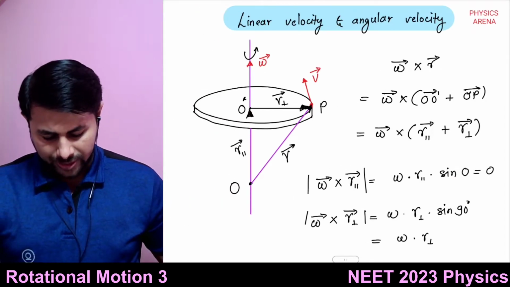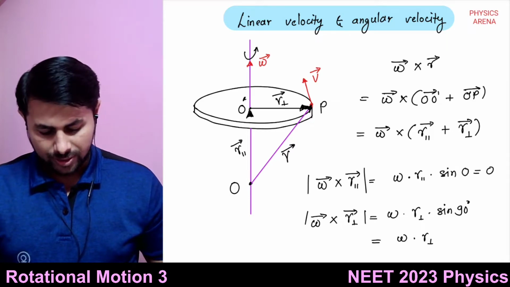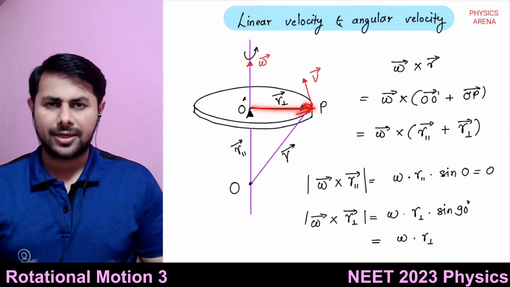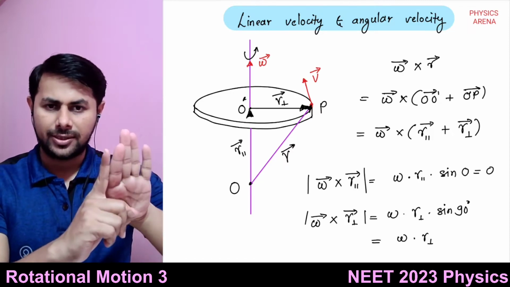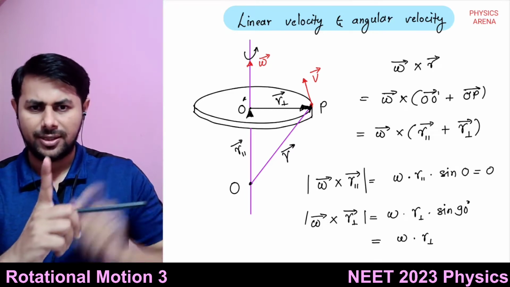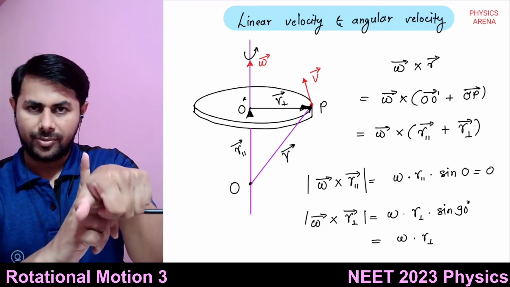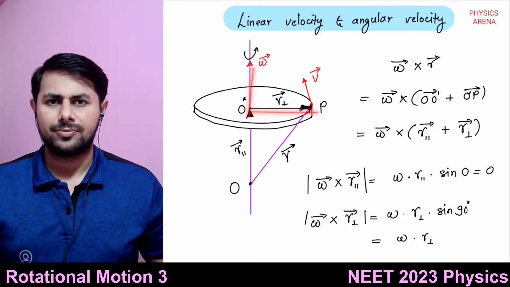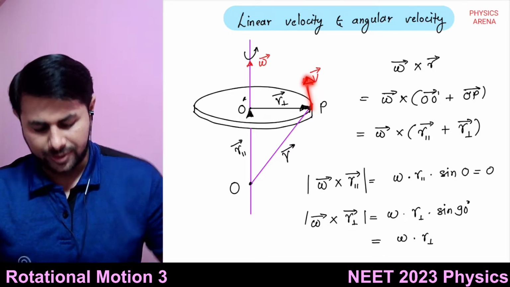So see, if you use the right hand thumb rule, okay, we are doing the vector product. So omega bar is directed vertically upwards. This R perpendicular is directed towards the right. So if you do omega bar, which is upward, cross this second vector which is directed towards the right. Can you see this? Okay, so this vector cross this vector. Your straight thumb is perpendicular to this vector as well as this vector, and it will be in this direction.